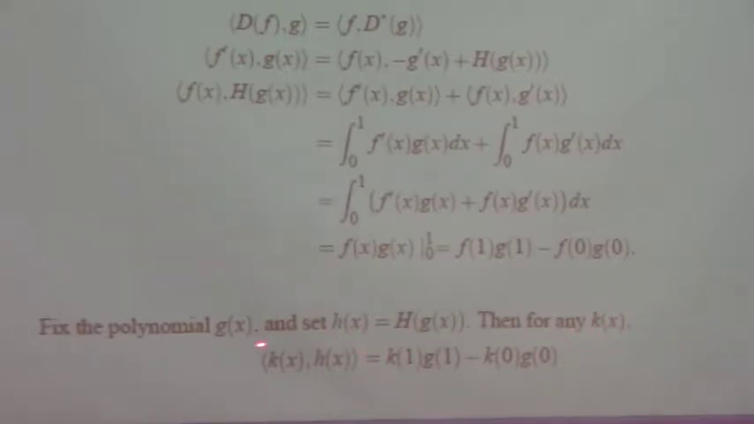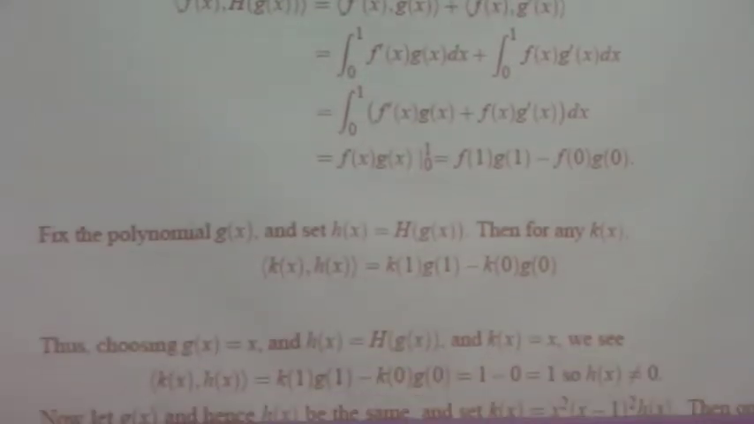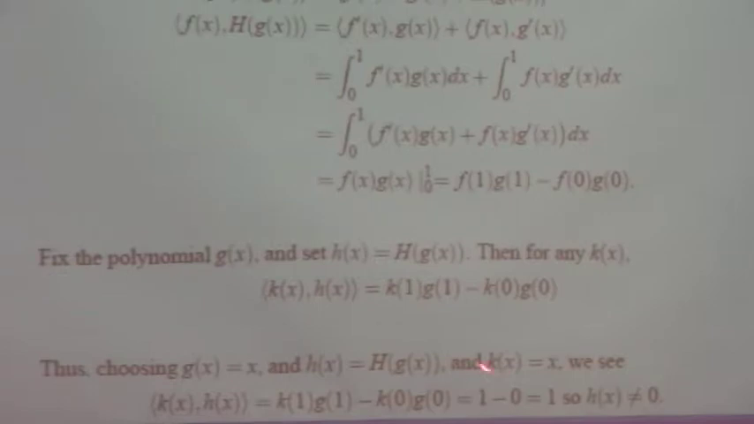So just rewriting this here, if little g of x is fixed and little h of x is capital H of g of x, I get that ⟨k, h⟩ is k of 1 g of 1 minus k of 0 g of 0. Okay. So g of x is going to be fixed. So let's look at the function g of x equal x.